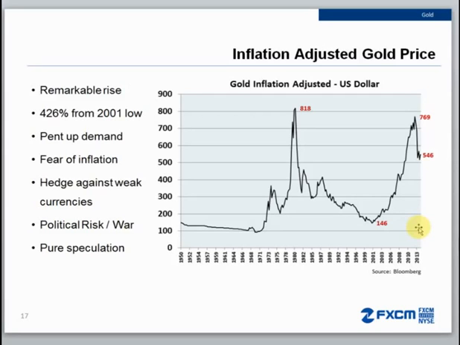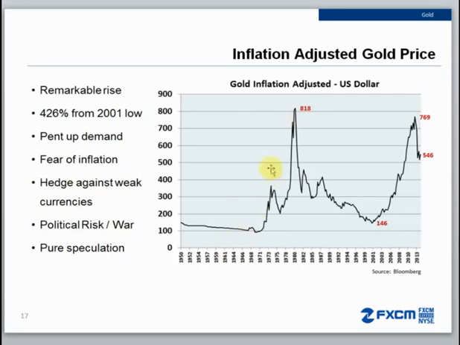And we had the latest remarkable rise of 426% from the 2001 low. At that point, in inflation adjusted terms, gold was trading at $146 per ounce, and we rallied 426% all the way up to $769, which is not that far away from the highs experienced in the 1970s and 1980s, when we created this huge rally here.